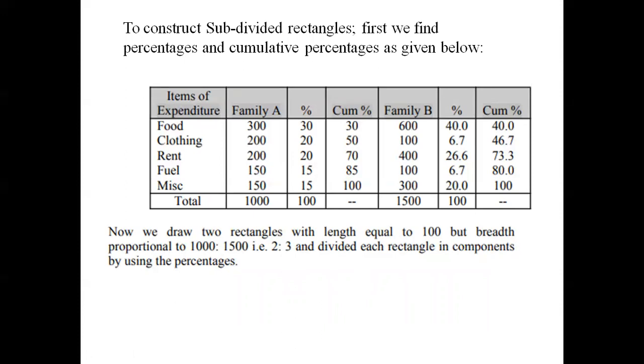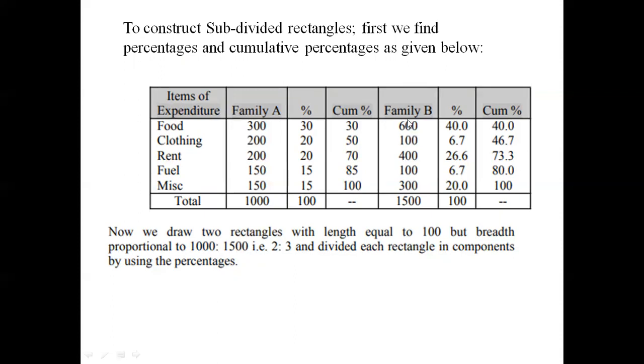So next, miscellaneous. The family's expenditure on miscellaneous items is 150. 150 divided by 1,000 comes to 15%. Next, what is the cumulative frequency? 30 plus 20 is equal to 50. 50 plus 20 is equal to 70. 70 plus 15 is 85. 85 plus 15 is 100. This is the cumulative frequency of family A.